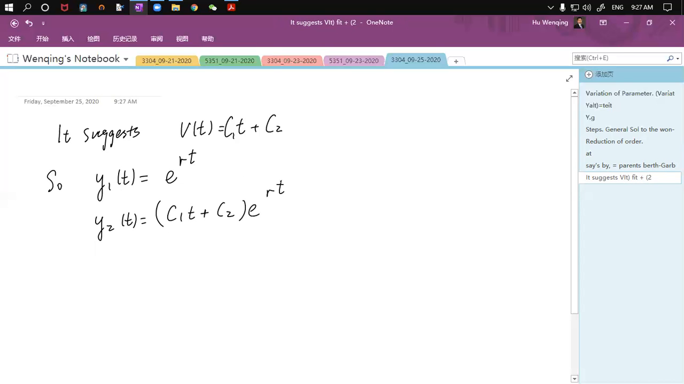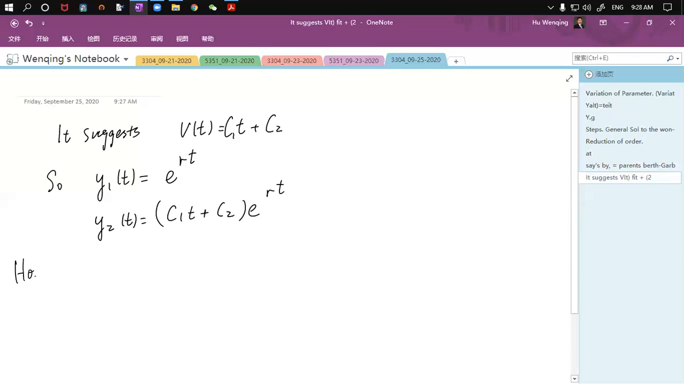So we immediately obtained a much more general golden principle. Instead of just inserting t, you can insert a very general first order polynomial, c1t plus c2. They all work because they're all going to give you the second solution.